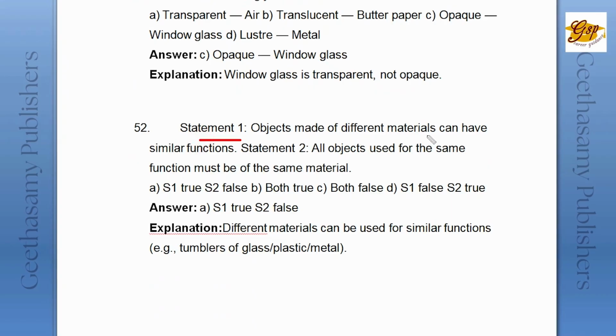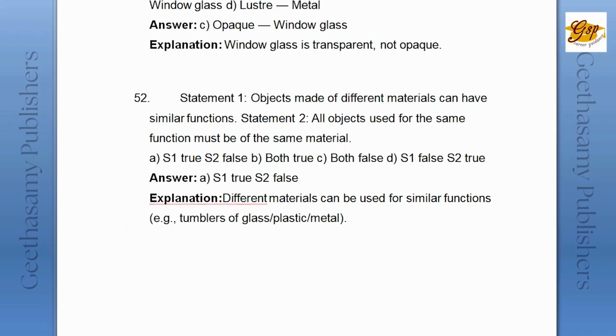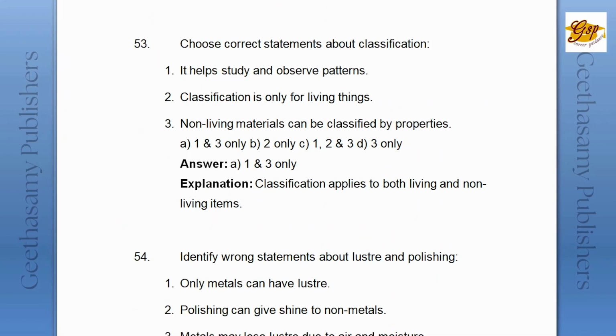52nd question. Statement 1: objects made of different materials can have a similar function. Statement 2: all objects used for the same function must be the same material. S1 true, S2 false; both true; both false; S1 false, S2 true. The correct answer is statement 1 is true, statement 2 is false. Different materials can be used for a similar function, for example a tumbler of glass, plastic or metal. Right?